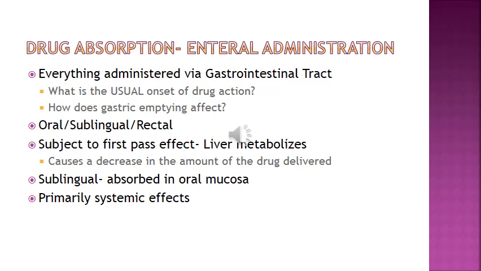The sublingual gets absorbed in the oral mucosa. So the sublingual medications will usually be placed underneath the tongue. They have a tendency to be absorbed much faster, and they also do not have to go through the preliminary passage through the liver as well. So a little different as far as how the sublingual drugs get absorbed. And primarily with all of these, you look at systemic effects, so more wide-ranging effects throughout the whole body.